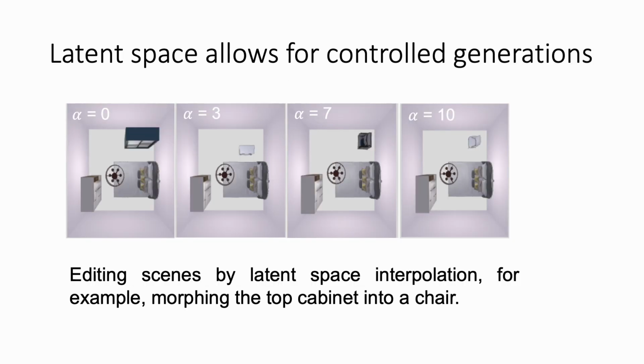Finally, we show how an autoregressive prior can also help in controlling generations. For instance, you could edit the scene by deciding to morph some furniture item into another. What you see here in the leftmost image is a synthesized bedroom, and by interpolating along the latent space, we can progressively change the topmost cabinet into a chair.